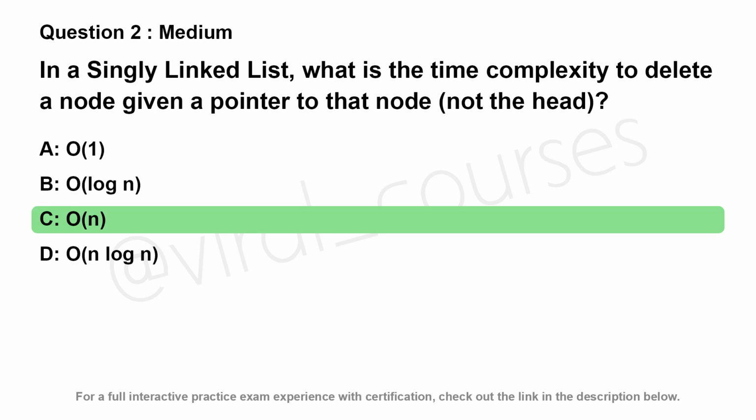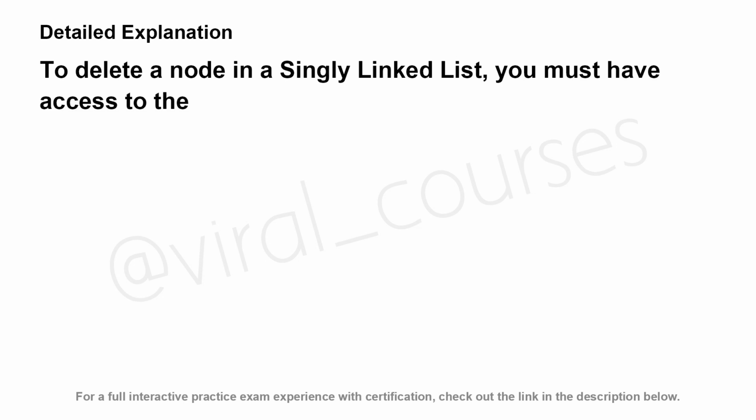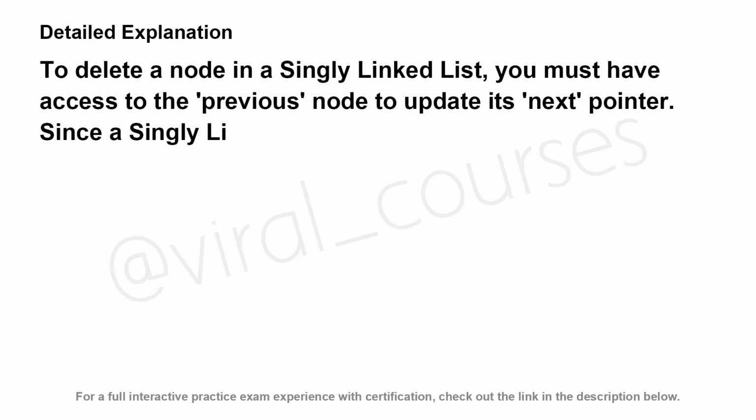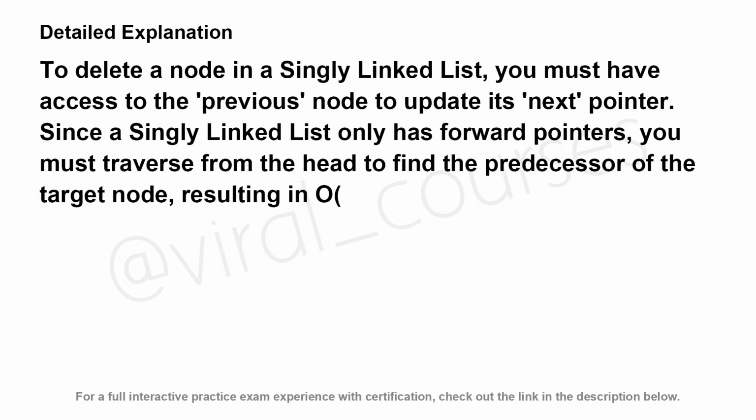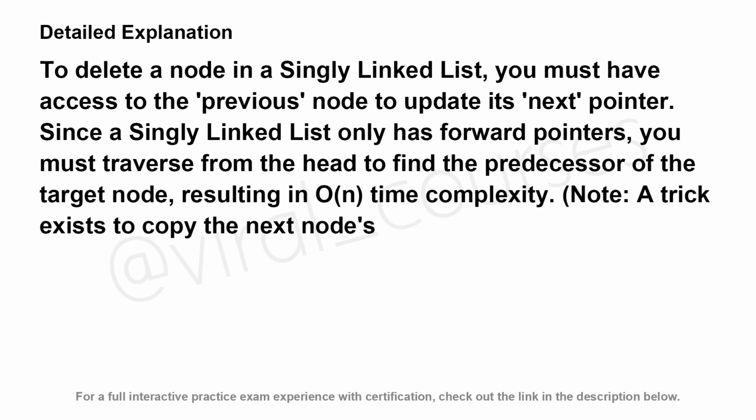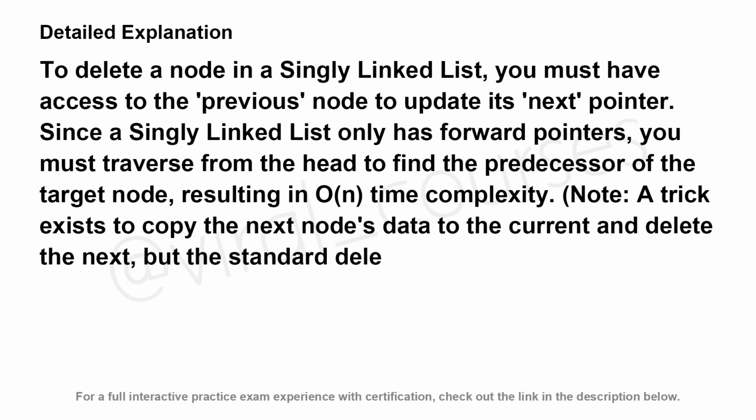The correct answer is C. To delete a node in a singly linked list, you must have access to the previous node to update its next pointer. Since a singly linked list only has forward pointers, you must traverse from the head to find the predecessor of the target node, resulting in O(n) time complexity. Note: a trick exists to copy the next node's data to the current and delete the next, but the standard deletion requires traversal.